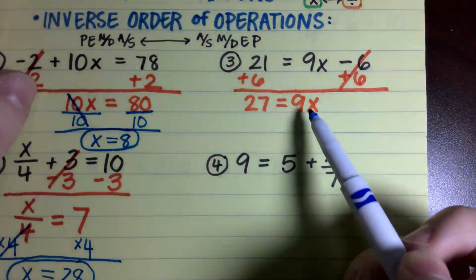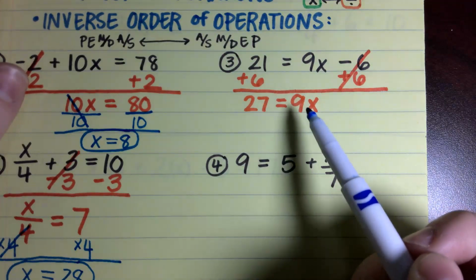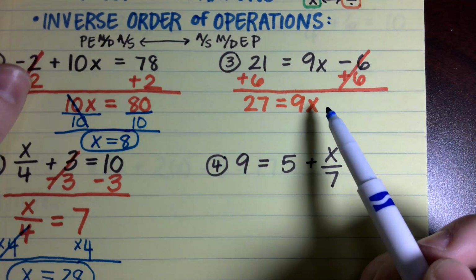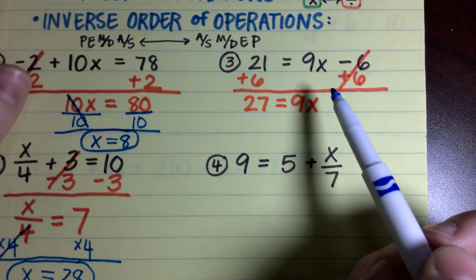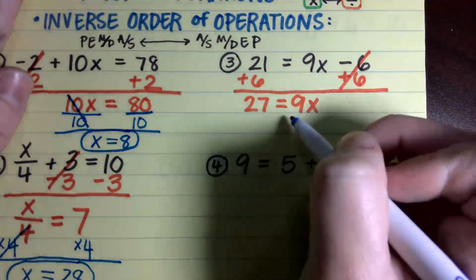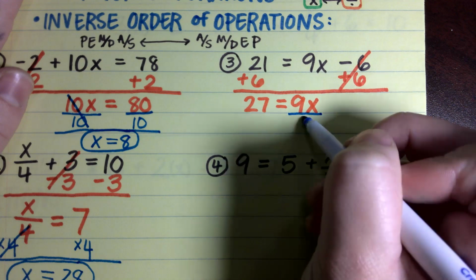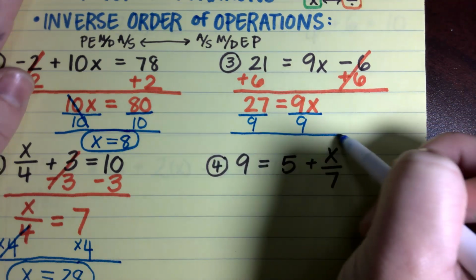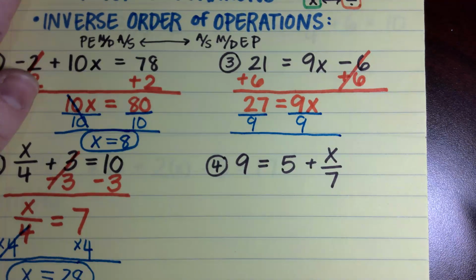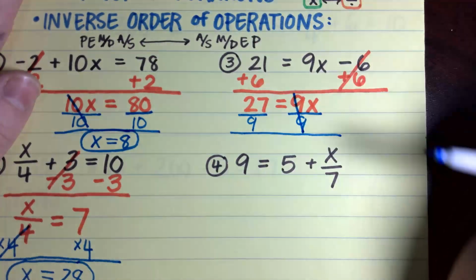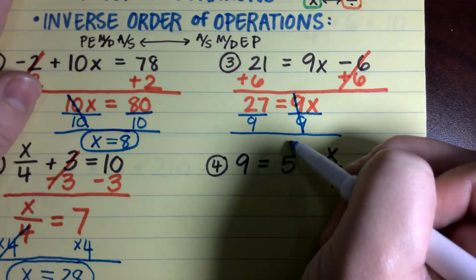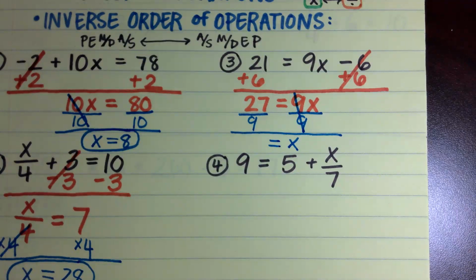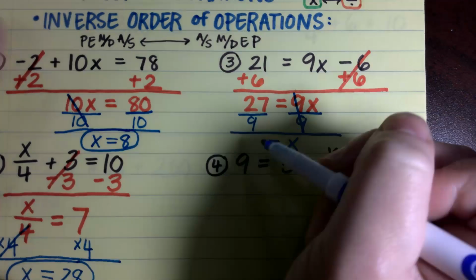So what can I do to get rid of multiplication? 9 times 9? Well, we have 9 times x already. How do we get rid of multiplication? Divide. Perfect, guys. So we're going to divide by 9 on both sides. What happens to my 9s? They cancel. They go away. Now I'm going to bring it down. My x is equal to, what is 27 divided by 9? 3.